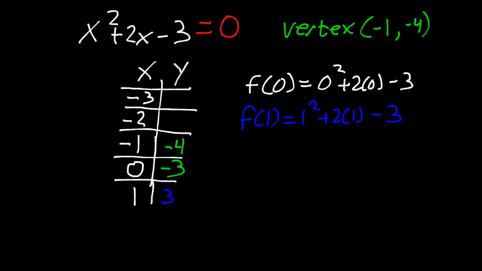I found my first 0. Now I need to go the opposite direction and see where the other 0 comes from. If I do the function evaluated at negative 2, I have negative 2 squared plus 2 times negative 2 minus 3. Negative 2 squared is 4. 2 times negative 2 is a negative 4, so these cancel each other out, and we have negative 3 as our value.